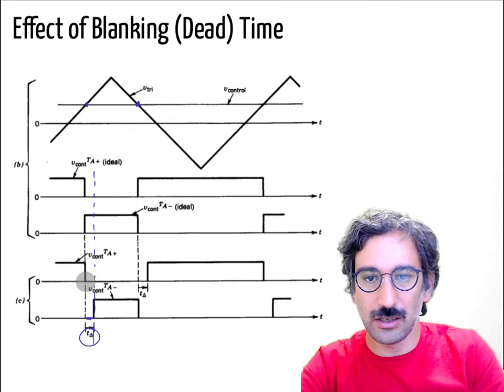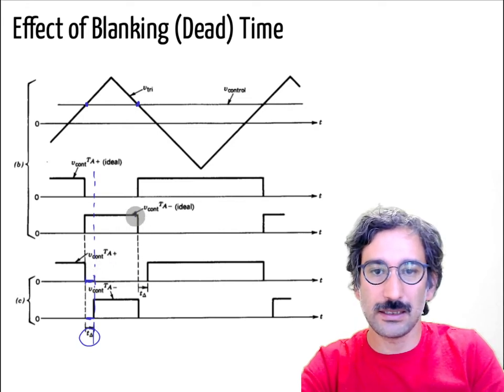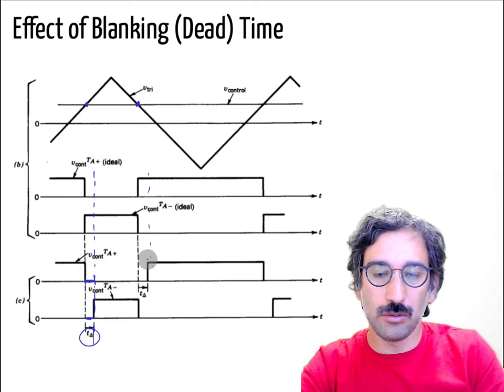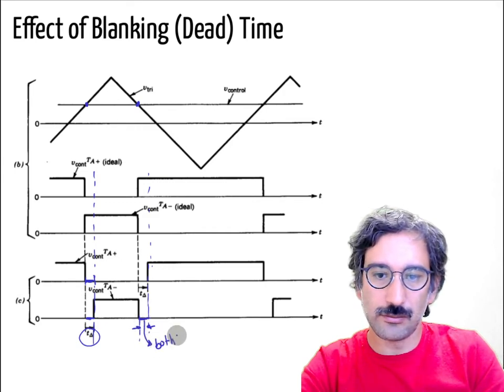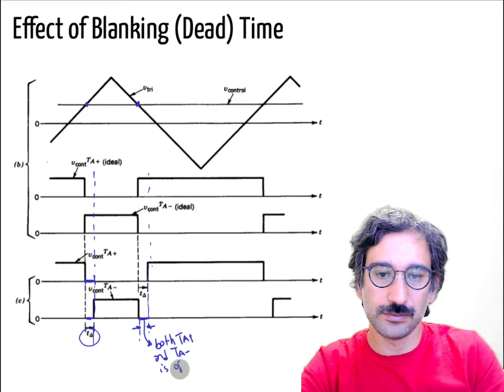and we can achieve a period where both transistors are off. Similarly, during the next stage, we are again delaying the turn on point of the TA plus switch. So now I again have an off period, or a dead period, where both TA plus and TA negative are off.